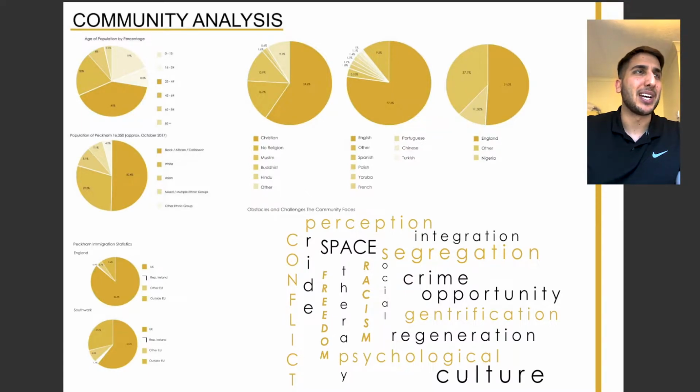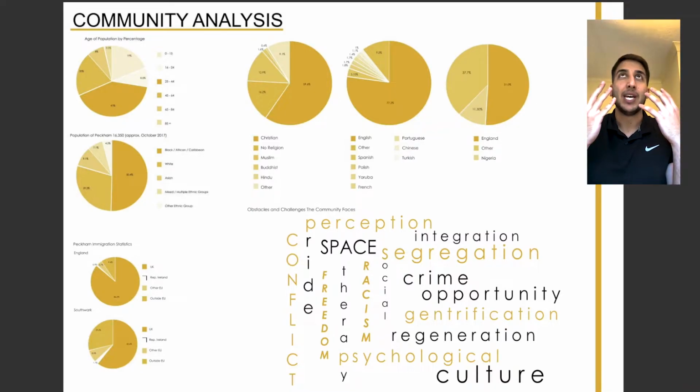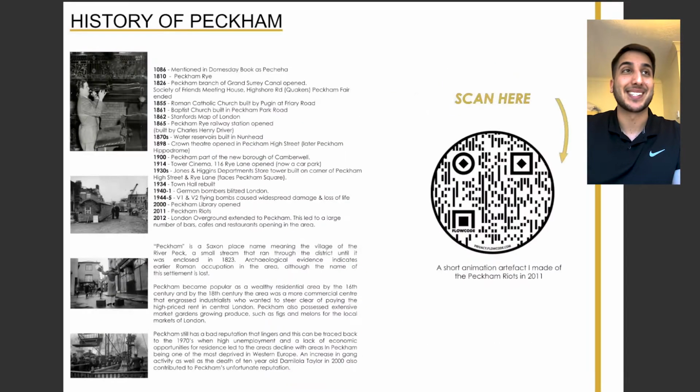And I think right now was the age of population by percentage, the population of Peckham, and the Peckham immigration statistics, and some key words such as segregation, crime, opportunity, psychological, conflict, freedom, all these different aspects and all these different takes that you can have on a project. This is the time to really delve into it and actually have fun and enjoy the research aspect.